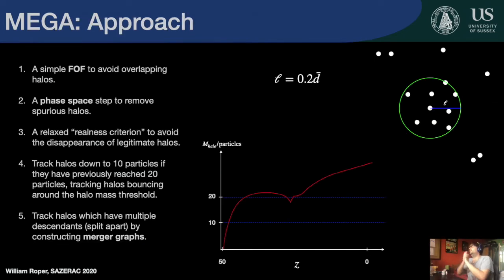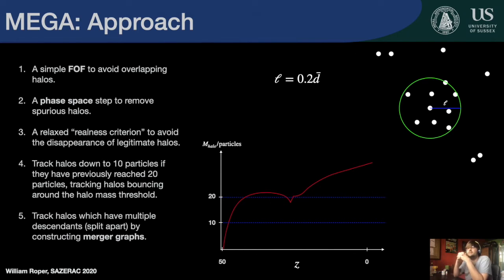So in Mega, we came up with an approach to mitigate these issues. So first, we don't want to use a spherical overdensity halo finder. We want to avoid this flip-flopping in mass. So we, in the first instance, apply a simple spatial friends of friends algorithm to avoid overlapping halos. We then apply a phase space step after this. So again, a friends of friends halo finder in phase space to remove spurious halos. So we don't want statistical fluff within our catalog.